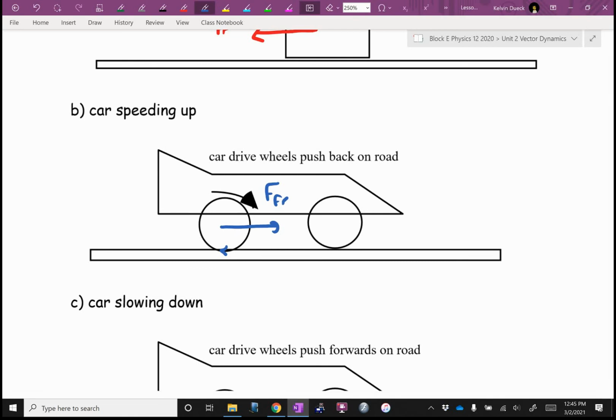Now, then you want to ask, Mr. Duick, what does the engine do? The engine is what causes the tire to spin to apply the force backwards. And so you do need the engine to make the tire spin. But I'm telling you, if you spin tires on ice, you're still not going to move forwards, even though you've got the force making the tire spin.